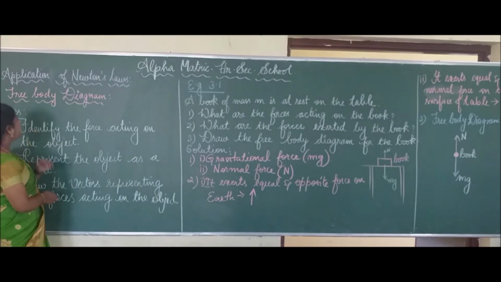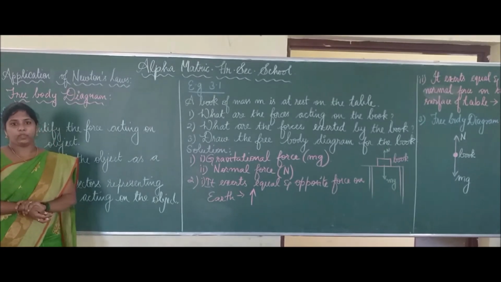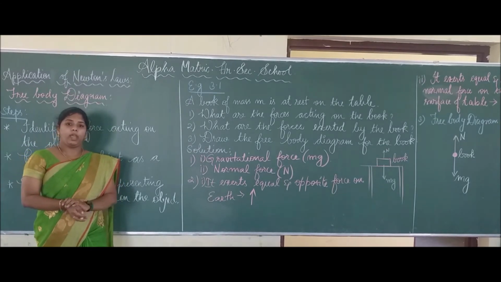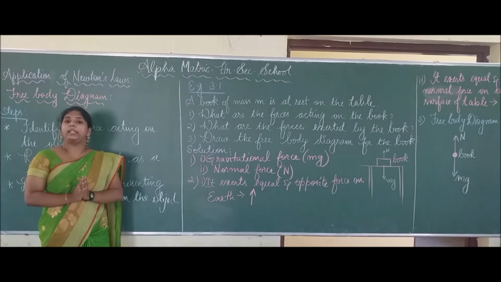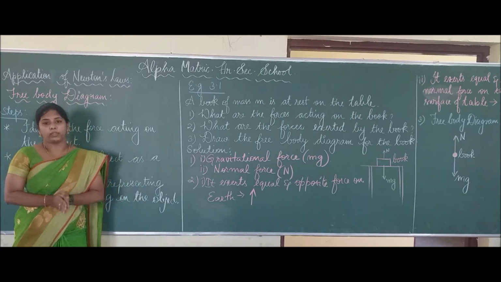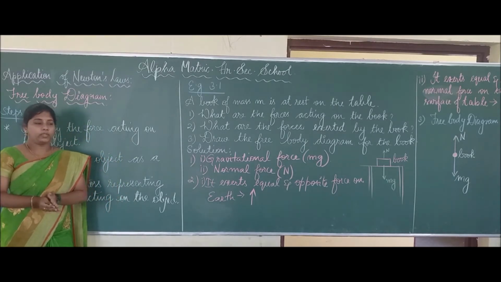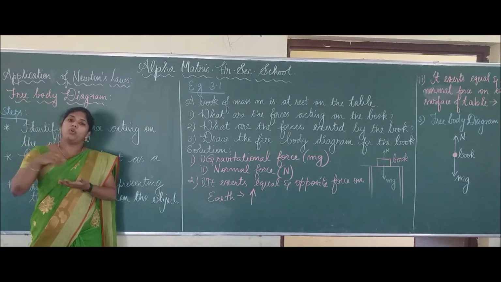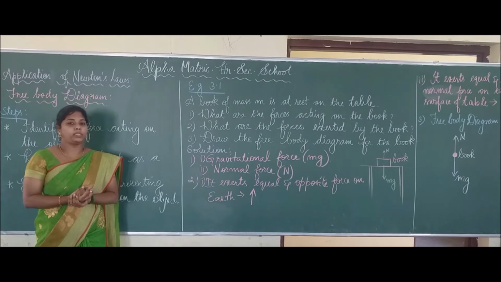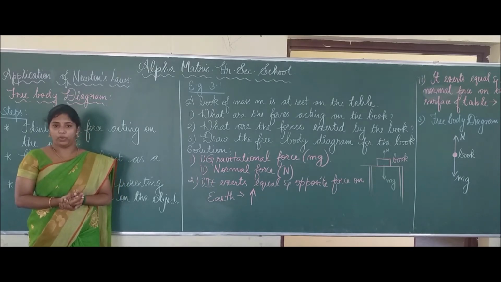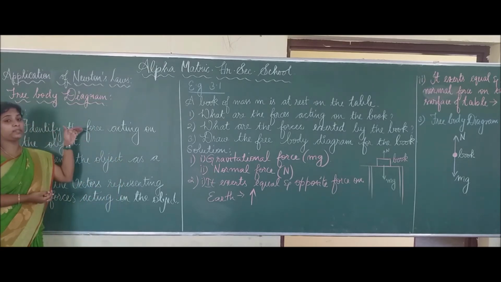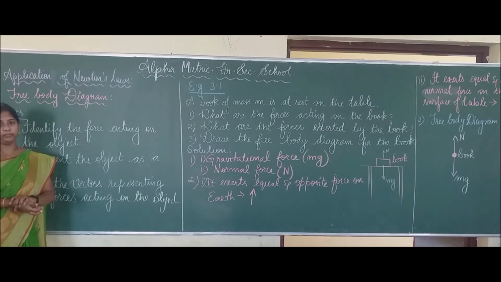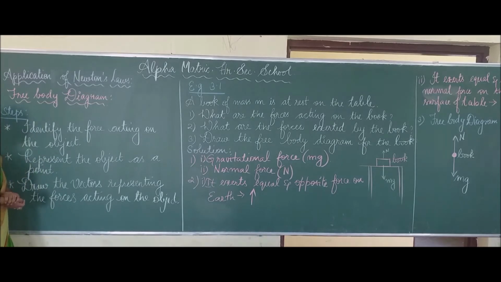In the applications, we have the free body diagram. What do we mean by a free body diagram? It is an important tool to analyze the motion of an object by using Newton's laws. When the object is in motion, we can apply Newton's laws. There are certain systematic steps to be followed to draw a free body diagram.